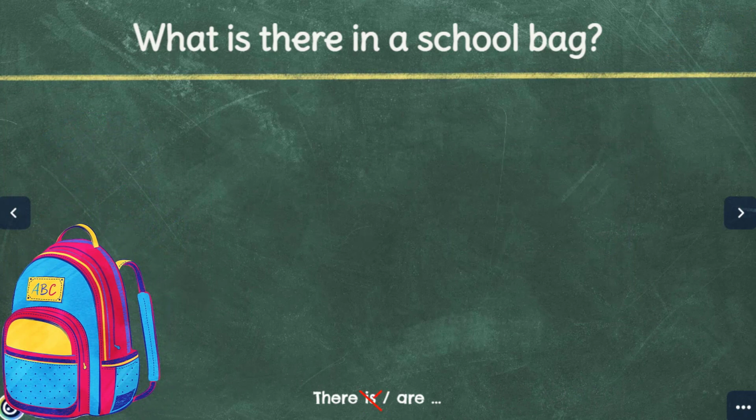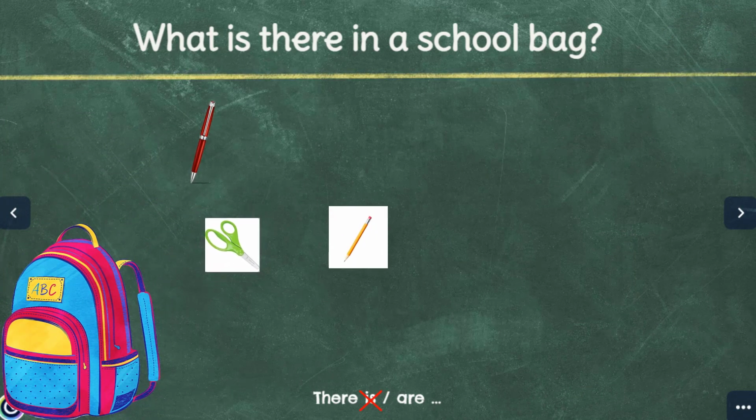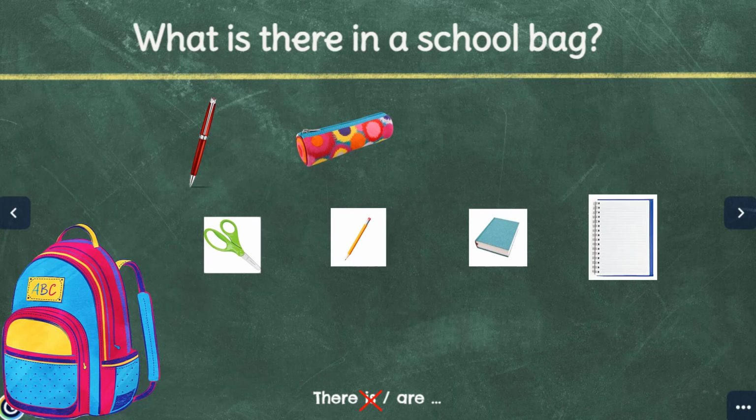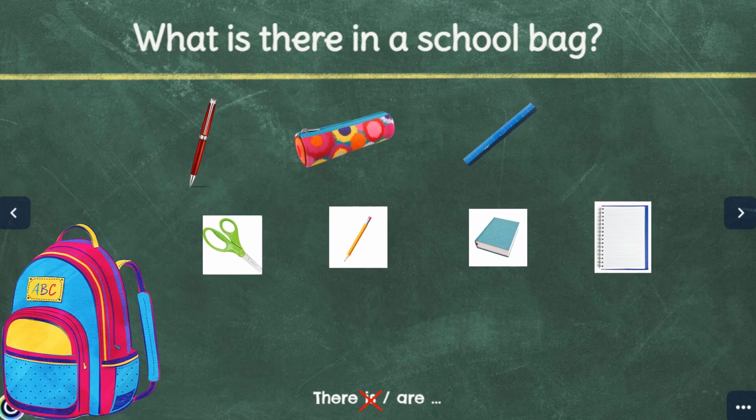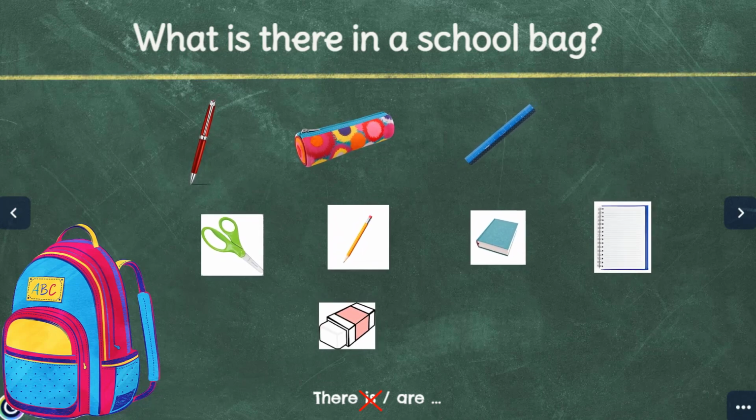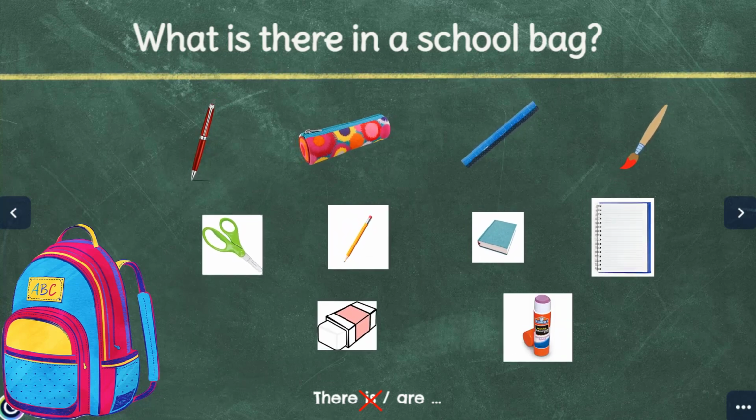In a school bag, there are scissors, a pen, a pencil, a pencil case, a book, a notebook, a ruler, an eraser, a paintbrush, and a glue.